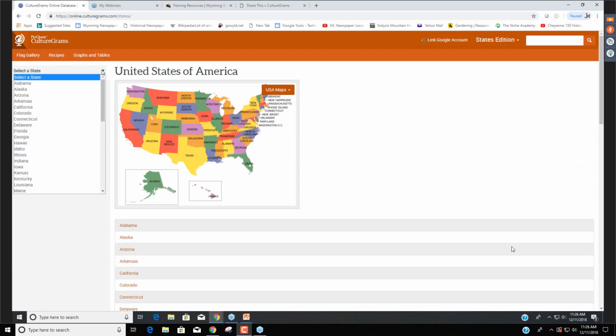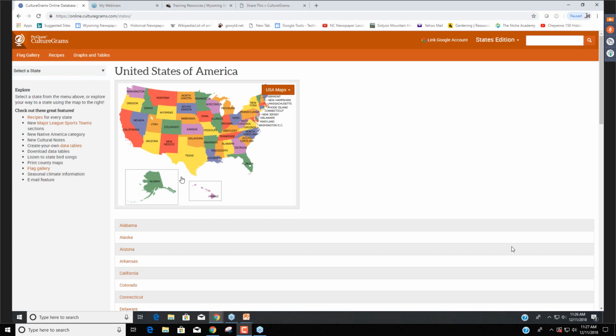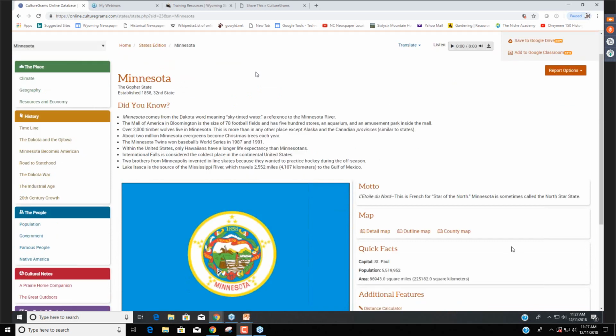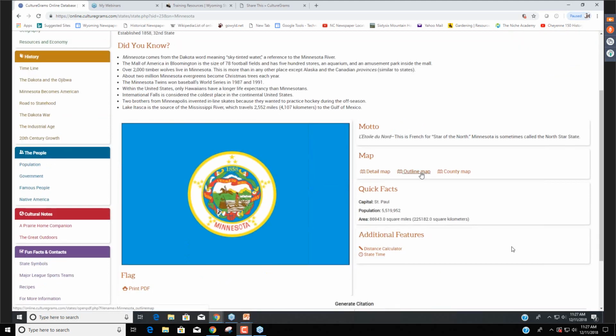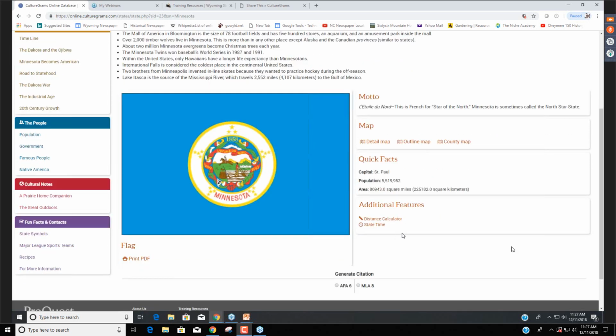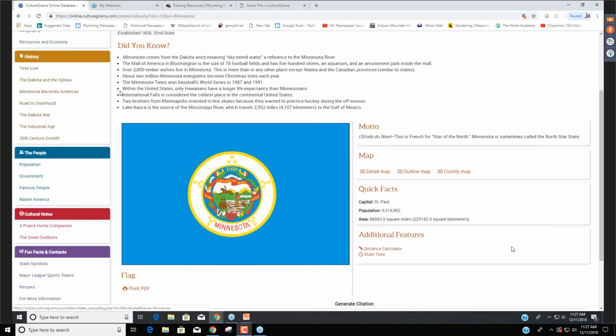You've got, again, a drop-down alphabetic menu, and you can use the map. I'm going to start with Minnesota. With the states, we also have a Did You Know? The motto, their map, that you can get as a detailed map, outline map, or county map. A few quick facts, and then that distance calculator and the state time. The flag can also be printed out in PDF if you're using these as handouts for lessons.